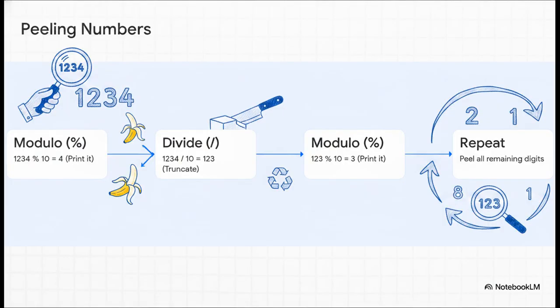Now, if we combine this modulus trick with that integer meat cleaver we talked about earlier, we get a super powerful loop. Watch this. First, 1234 modulus 10 gives us the 4, and we print it. Next, we use standard integer division to divide 1234 by 10. Math says 123.4, but remember the truncation? It chops the 0.4, leaving us with exactly 123. Then we feed that 123 right back in, hit it with modulus 10 again, and boom, we snag the 3. By just alternating back and forth between these two operators, we can cleanly peel off every single digit backwards.